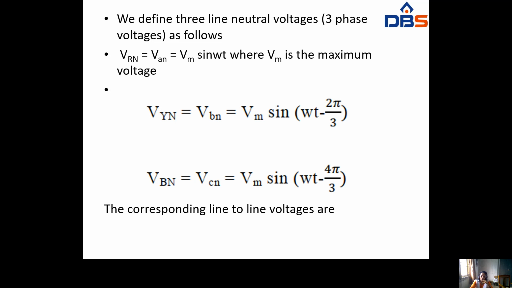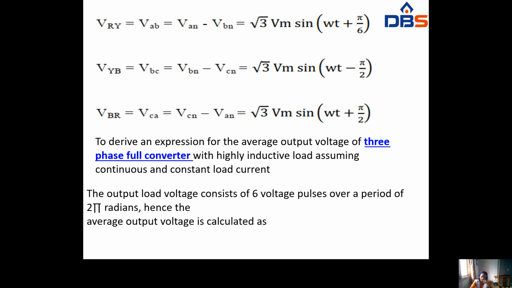The corresponding line to line voltages are as follows. VAB equals VAN minus VBN, VBC equals VBN minus VCN, and VCA equals VCN minus VAN. These are root 3 Vm sin of omega t plus pi by 6, root 3 Vm sin of omega t minus 90 degrees, and root 3 Vm sin of omega t plus 90 degrees.